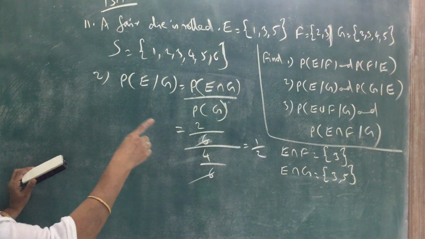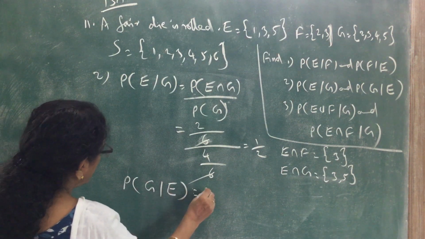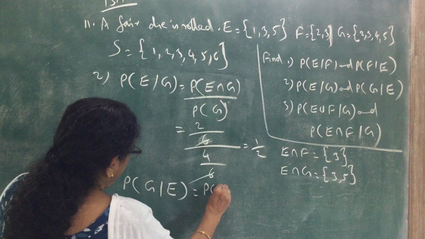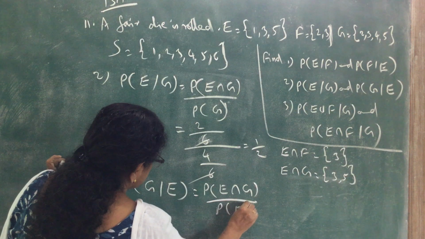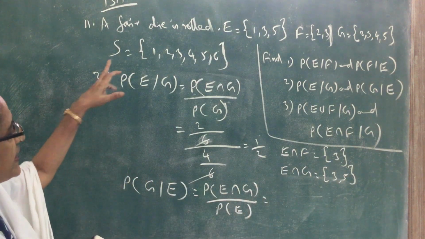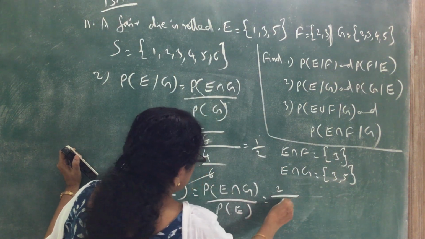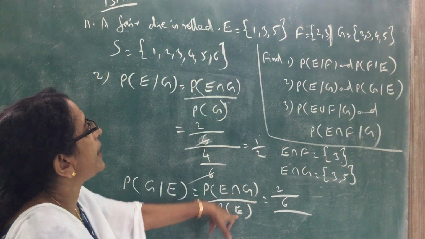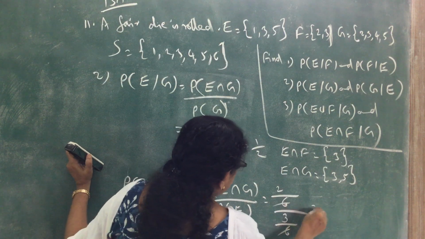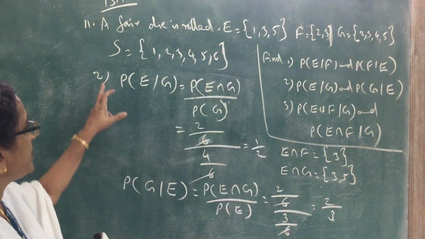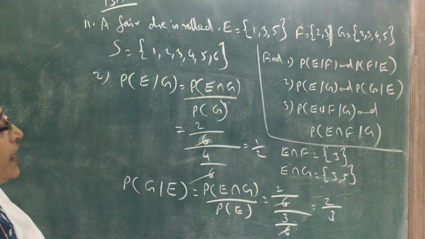Now we can find the probability of G given E. P(G given E) is equal to P(E ∩ G) divided by P(E), the denominator. E ∩ G has 2 elements, so 2 divided by 6, divided by P(E), where the number of elements in E is 3, so 3 by 6. Cancel the 6, and we get 2 by 3. So P(E given G) is 1 by 2, and P(G given E) is 2 by 3. Both are different. Then we can find the third one.